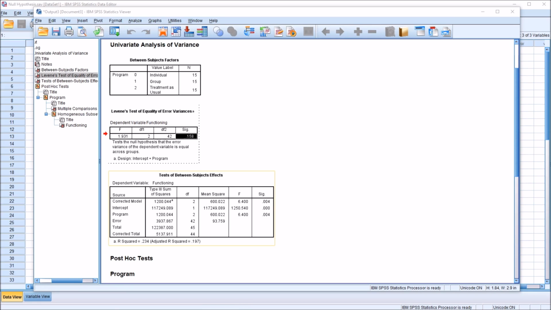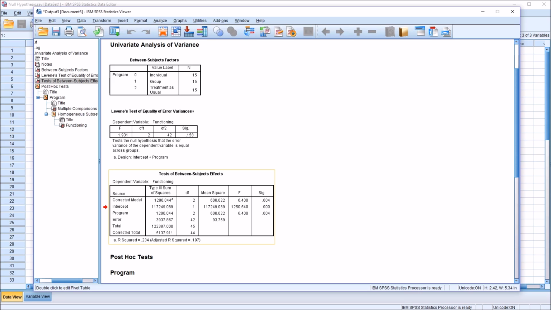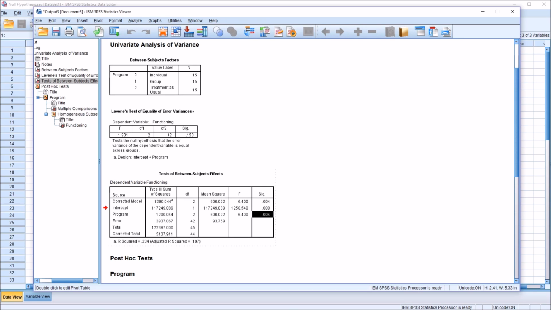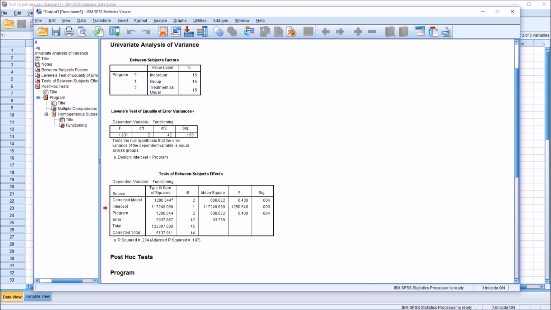Now moving down to the tests of between-subjects effects, we're going to interpret this row identified with program. So the third row down. And again, looking at the probability value, here it's 0.004. Now that is below 0.05, and that is statistically significant. So we're going to reject the null hypothesis that the mean is equal for all of the levels of the independent variable program. So we would assume there is a difference in the means across the groups. This is a statistically significant finding.